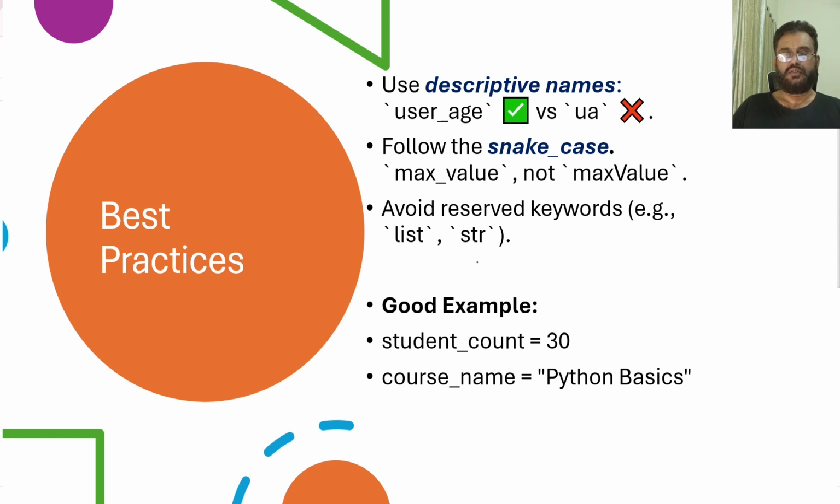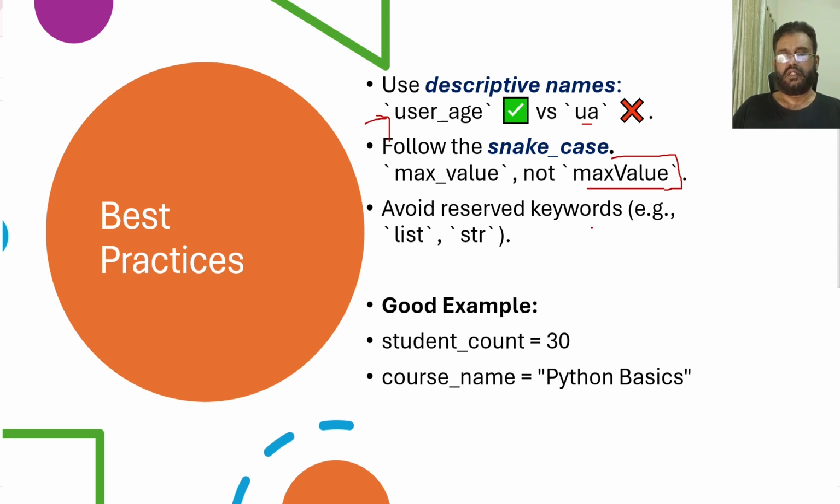So some good practices or best practices for programming in Python: we should use descriptive names. For example, I can use a variable user_age instead of UA, which is not very descriptive. And it is a good practice that we make use of snake case. What do we mean by snake case? For example, if the variable name consists of two words, it should be like max_value, and it should be in the same case, not like maxValue. This type of case is called camel case, in which the first word is in small case and the first letter of the next word is in capital case.